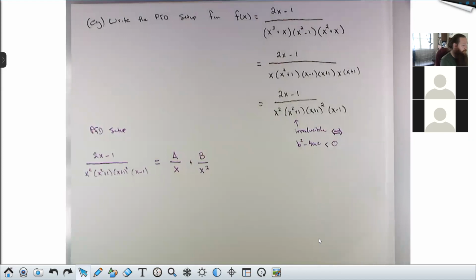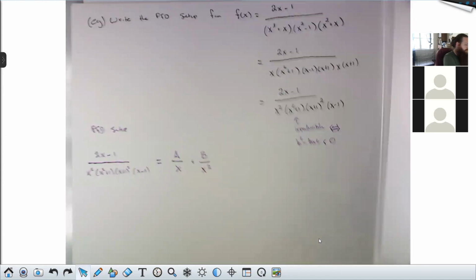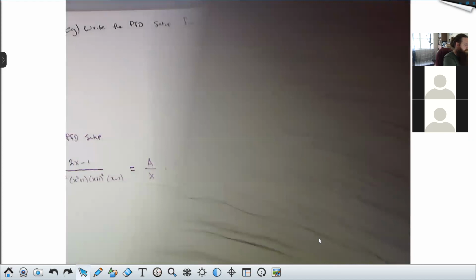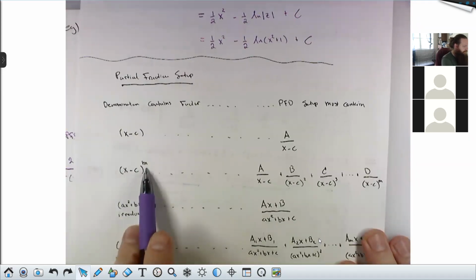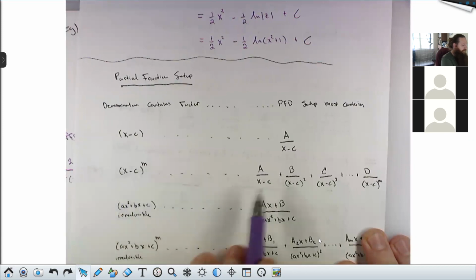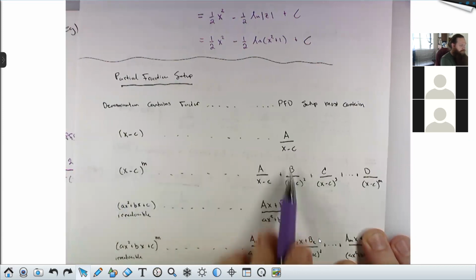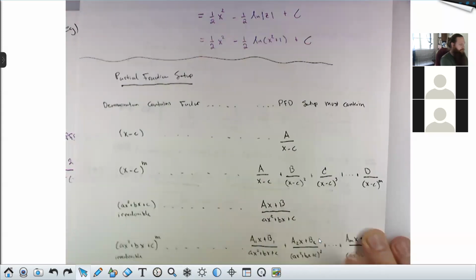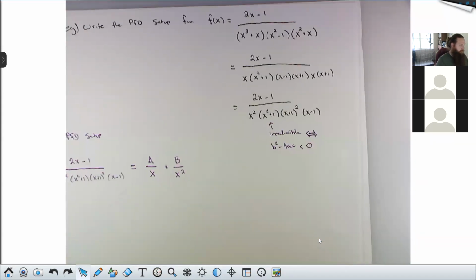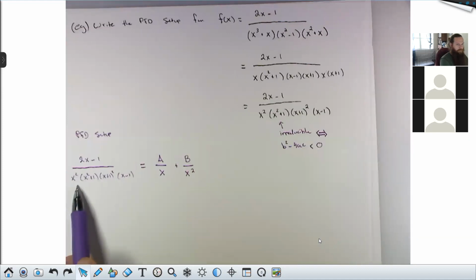You have to build up to those. I'll remind you here in your PFD setup Bible, right? If you have a factor of x minus c to the m, where m is the multiplicity, you'll have a over x minus c, b over x minus c squared, c over x minus c cubed, all the way up to that guy. So both of these come from this guy.